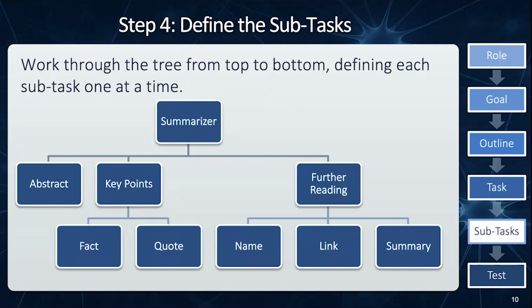Okay, so now that I have the topmost task defined, the next step is to define the subtasks. I want to work through the tree from top to bottom, defining each subtask one at a time. Remember, I'm starting with my summarizer, which I already did, then my abstract and key points and my further reading, and then my facts and quote and name and link and summary. Okay, pause the video, try this yourself, and then take a look at my solution.